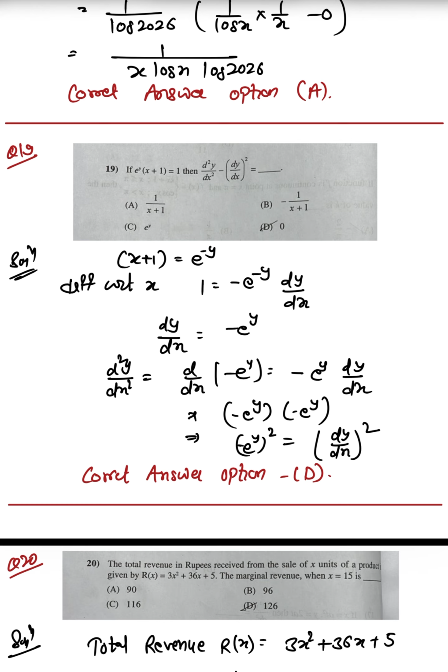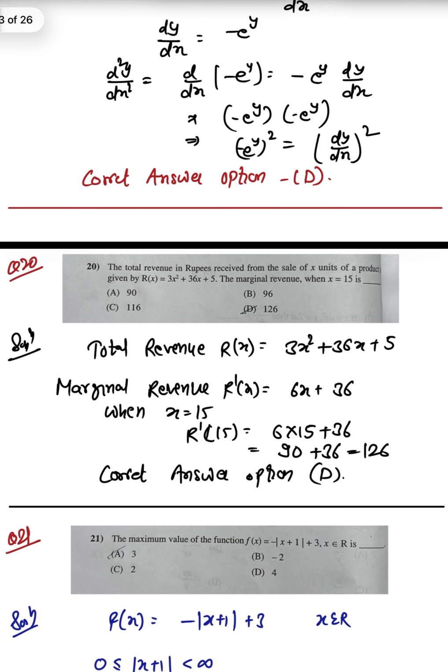So x plus 1 equals e raised to power minus y. When you differentiate both sides with respect to x, you will get dy by dx as minus e raised to power y. Again you differentiate, you will get minus e raised to power y again. So you will get (dy by dx) whole square, that is equal. If you subtract both, you will get the correct answer 0.